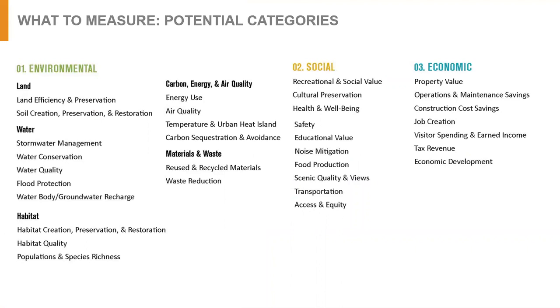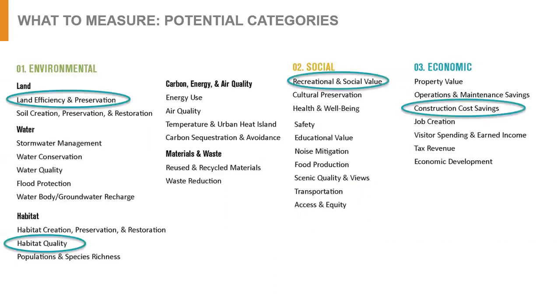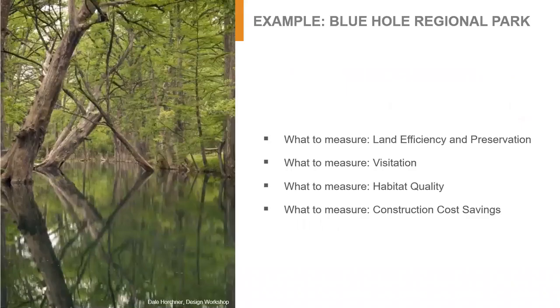So what could we look at to get at that idea of not providing too much, not disturbing the site too much? We could look at land efficiency and preservation. For supporting those native plant communities and biodiversity, we could choose habitat quality or populations and species richness. For visitorship, we can just lump that under recreational, social value. And then for thinking about being cost conscious, we can look at construction cost savings. So again, for Blue Hole, you could look at all of these even, but those are the ones that we'll focus on just due to matching to the project goals. So those are all things that we might want to measure.